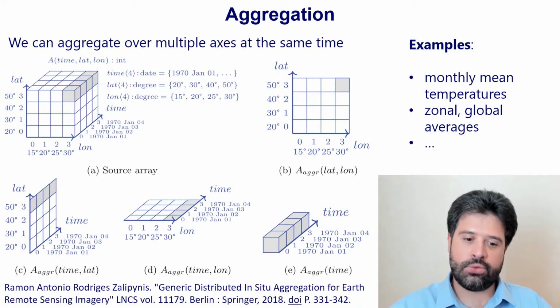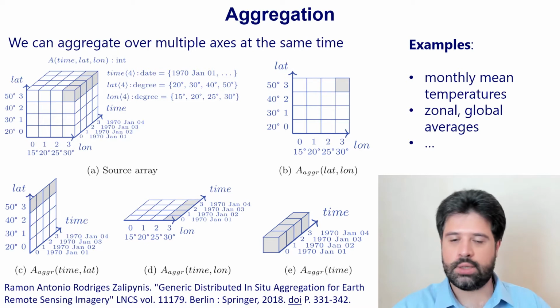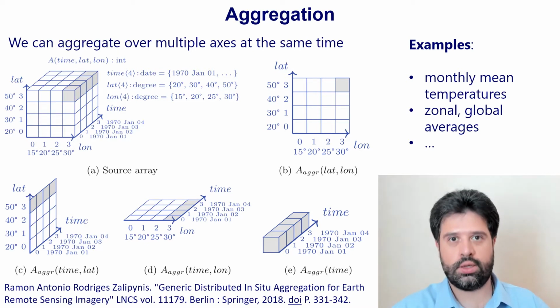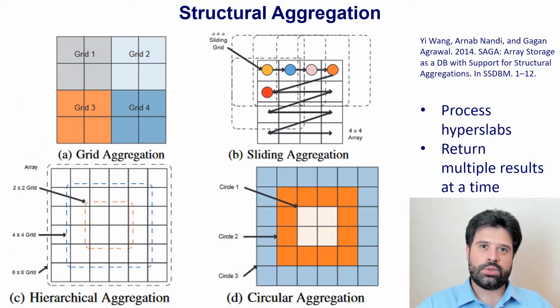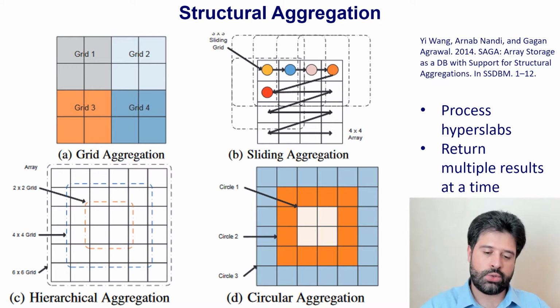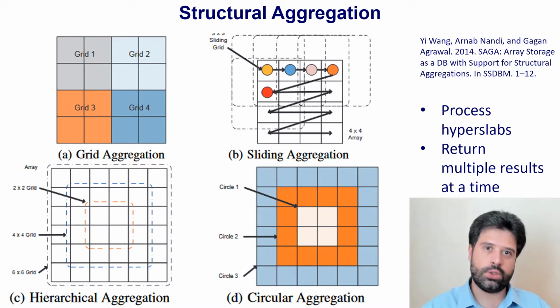A generic aggregation produces an array with a dimensionality less than the input array. Examples include monthly mean temperature, zonal or global averages. Structural aggregations process hyperslabs. They divide a hyperslab into multiple and possibly overlapping arrays and then return multiple aggregation results at a time. Structural aggregations can also be combined with value-based filtering conditions.